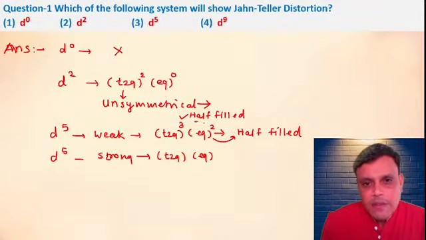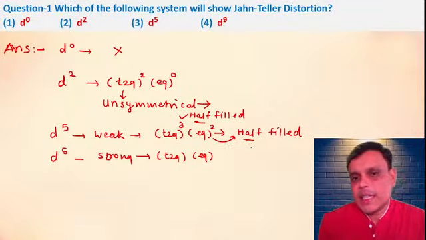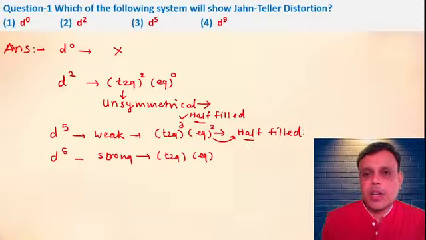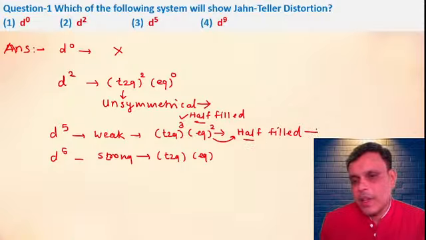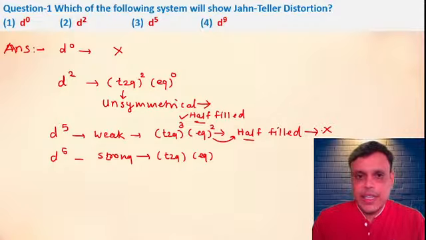When there is a half-filled electronic configuration, that is called symmetrical filling, and it will not show Jahn-Teller distortion. If there is symmetrical filling, then in that case Jahn-Teller distortion does not occur. Correct.